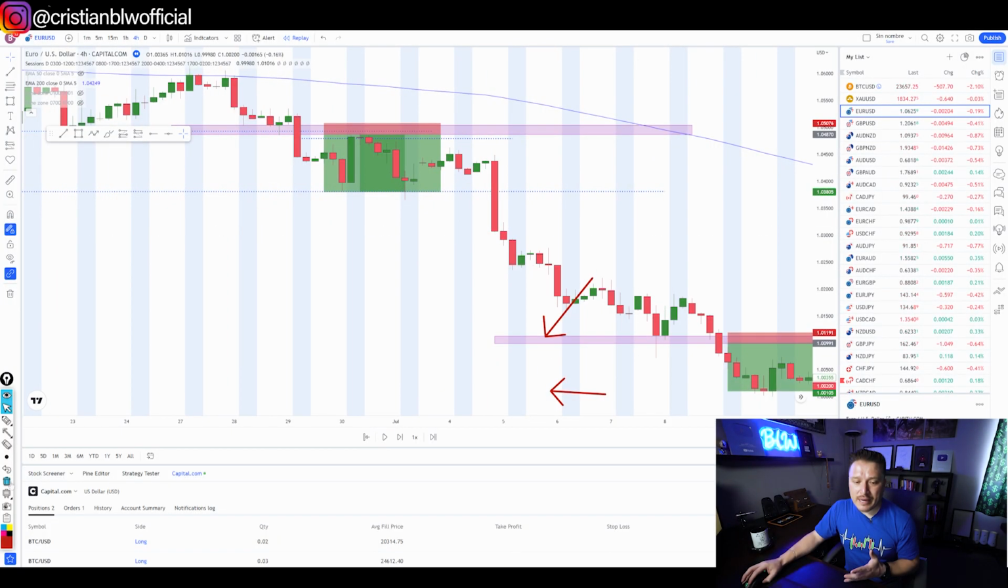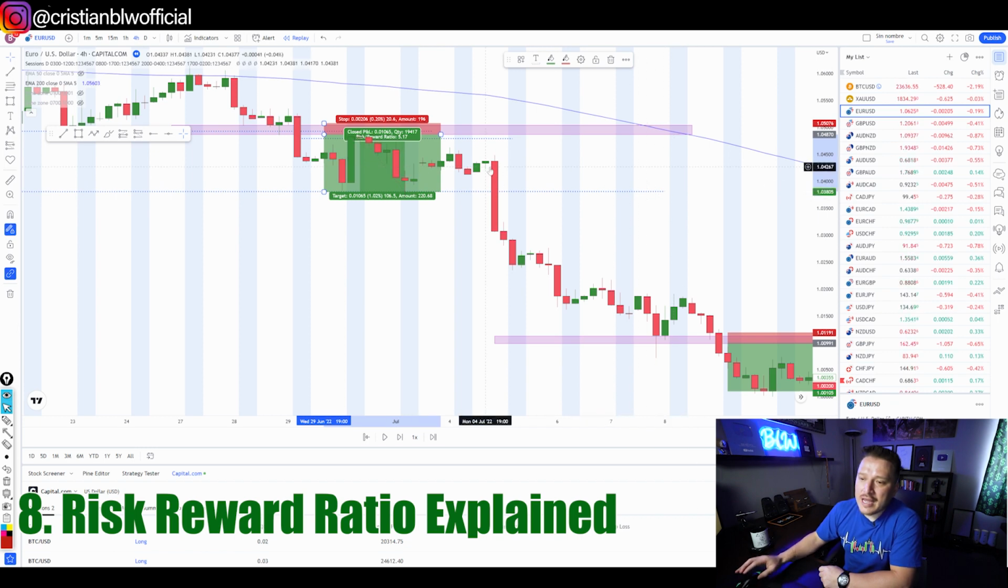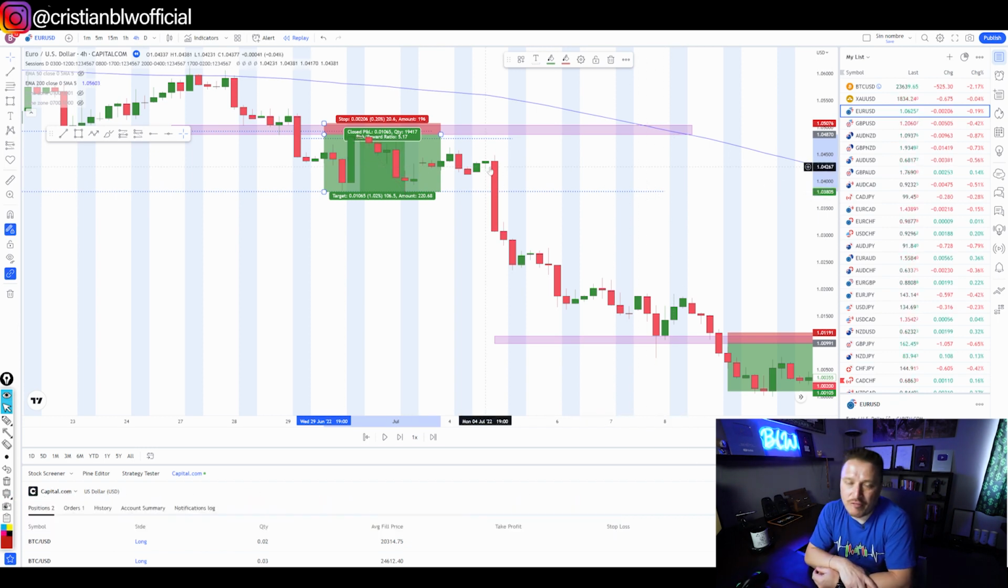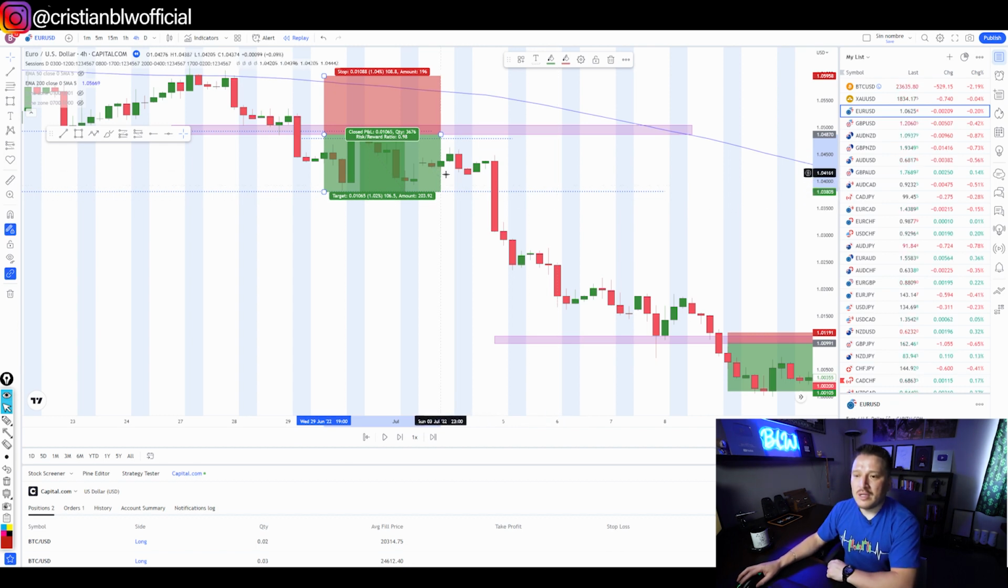Now, why is it that I mentioned that the risk reward is so important? A lot of people would actually think that pips is the most important thing. For instance, right here, they would say, hey, I made 106 pips in profit. That's fine. But what happens if your take profit was 100 pips as well, 108 pips? This is a 1-to-1 risk reward ratio trade.